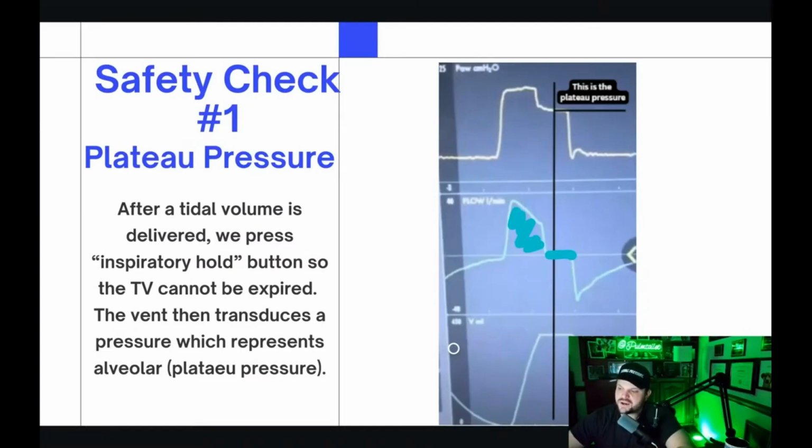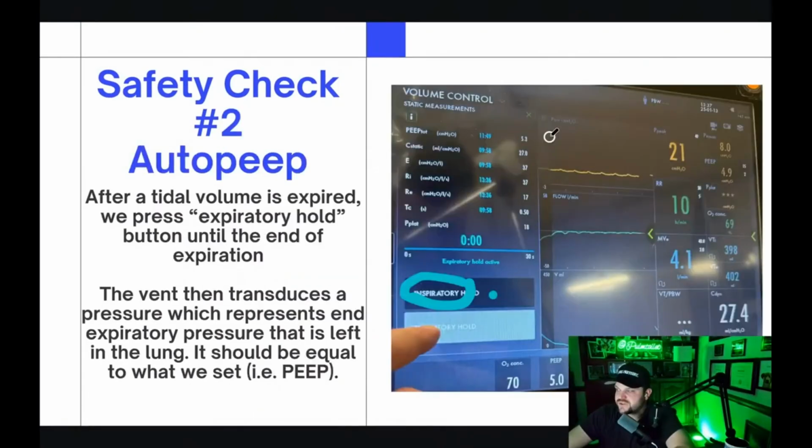But if you have a vent that can do an inspiratory hold, what it does is, press hold, flow goes to 0. The vent senses the pressure in the circuit after you put in a total volume. That pressure is the plateau pressure. We want that number to be less than 30, less than 28. And on the servos, at least, it'll spit that out right here. So on this one, when I checked it, the plateau pressure was 18.